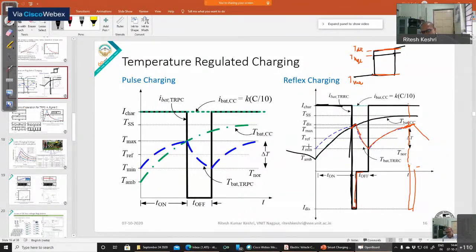So this is basically what reflex charging is. It means you keep charging it and you discharge for a very short duration of time. This is what it is. And this is generally very good for lithium ion batteries. Okay, lithium ion batteries, this is very good.